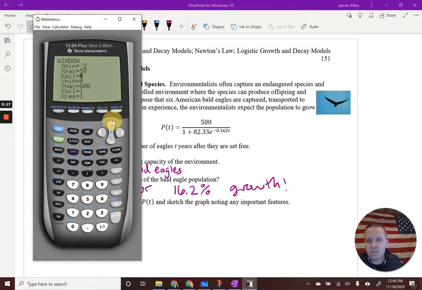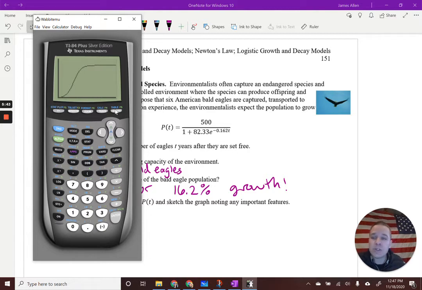For my X min, that's my time. I could leave it as -2, I can make it 0. I'll go with 0, because I don't really care what happens before time, it's just when it starts. And then for my X max, let's go for like 100 years. Let's see what happens over 100 years. And let's graph it. That's a pretty cool looking graph right there.